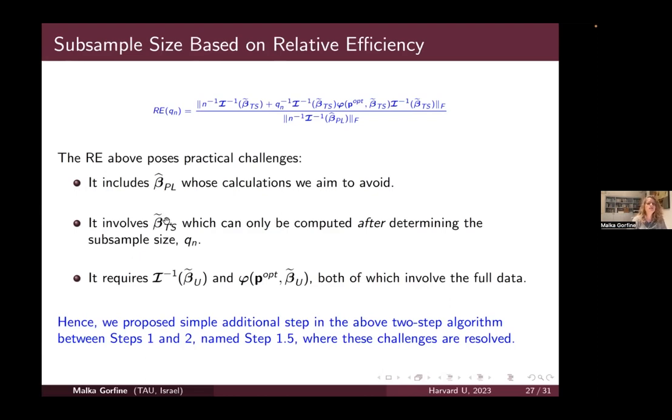So these two challenges can be easily solved by using the beta tilde U that we have from step 1 of our procedure. If we replace each beta here in the numerator and the denominator by beta tilde U, we still need to calculate these two matrices, both of which involve the full data. So we can replace these two matrices also by an additional subsampling stage, and we call it step 1.5, and then we resolve all these challenges.